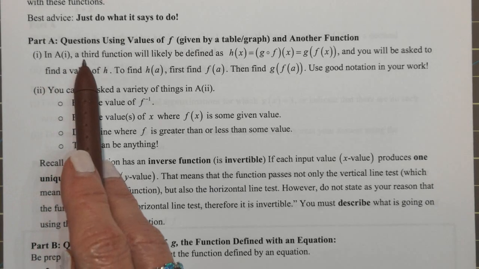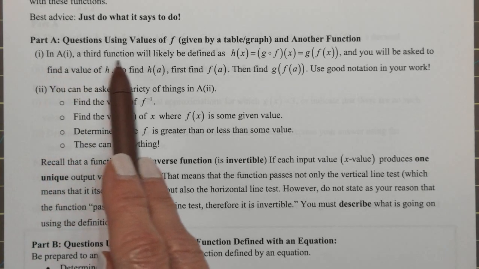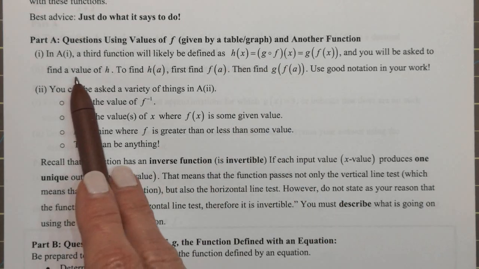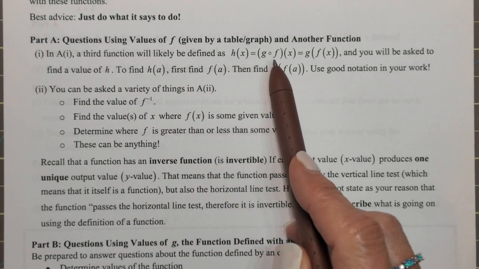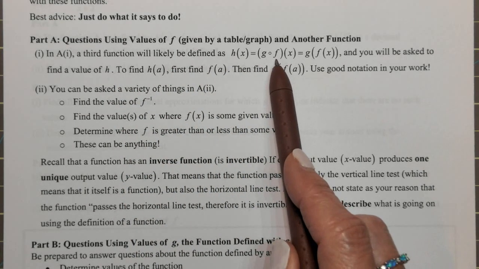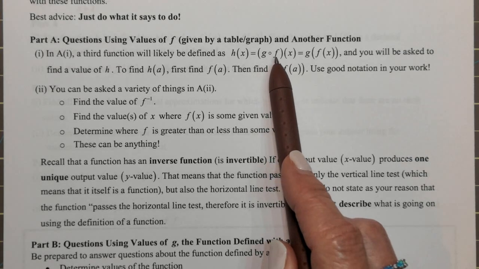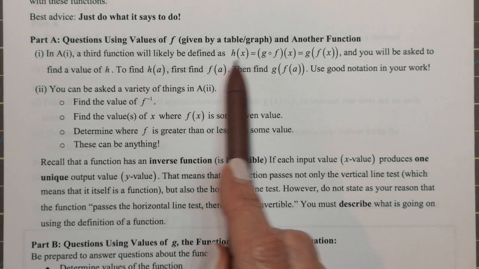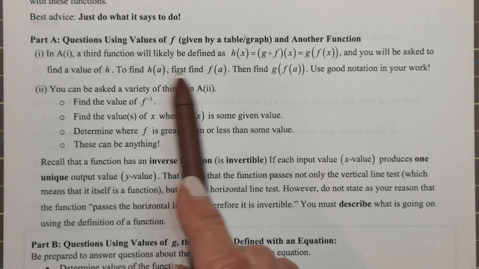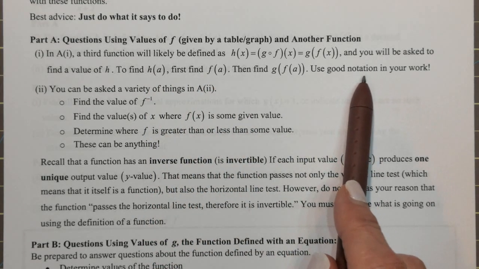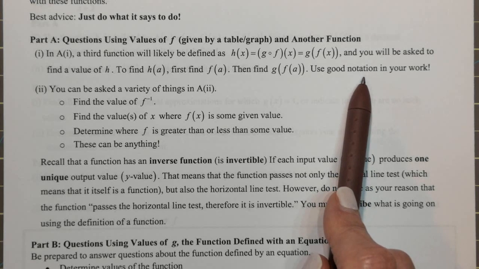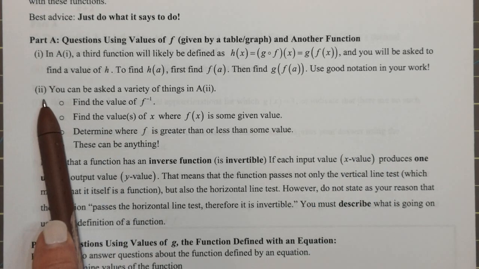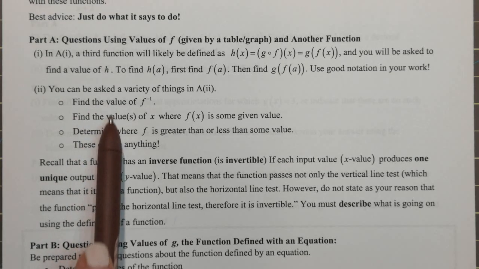Part A. In part A, a 3rd function will likely be defined as h, and you're going to be asked to find a value of h. So they'll give you a graph of g and the equation for f, or maybe the equation for g and a table of values for f. h is the composition, find a value of h. Use good notation, show your work, show what you are doing. Don't be messy.